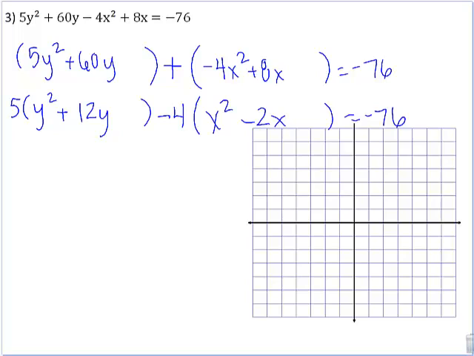Okay, so for your y's here, what do we have to add on to complete this square? Yep, plus 36. So over on the other side, what do we have to add on? 36 times 5. Yep, 36 times 5. For your x's, what do we have to add on? 1. So then over here, 1 times negative 4. Okay? So it would be negative 76 plus 36 times 5 plus 1 times negative 4.